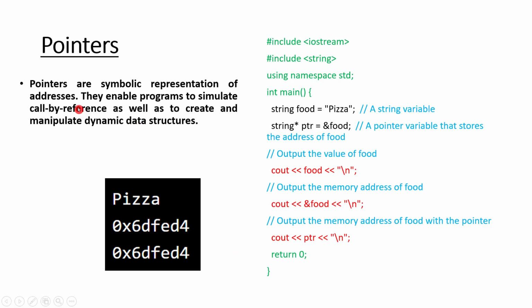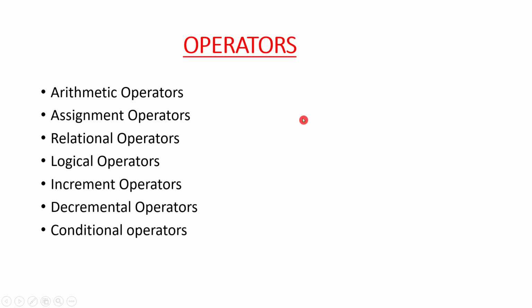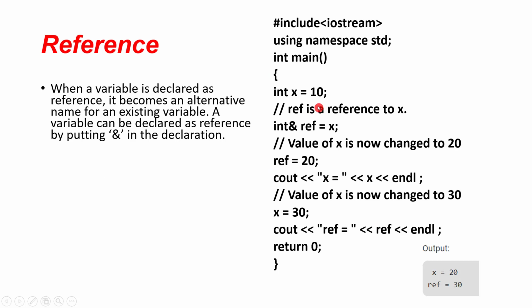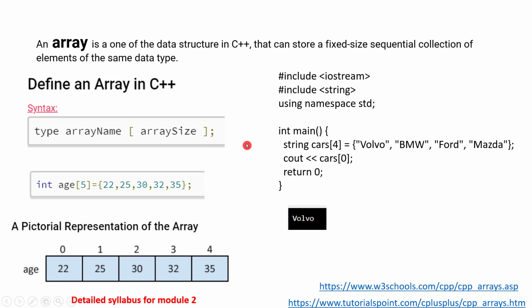This is how the program works. So once again, pointers are a symbolic representation of addresses. They enable programs to simulate call by reference as well as to create and manipulate dynamic data structures. Next, we have the operators. So now we learn the various derived types. Once again, repeating: pointers for address location, then we have the reference to substitute the variable, and arrays for storing or arranging the data in a particular manner and calling out.